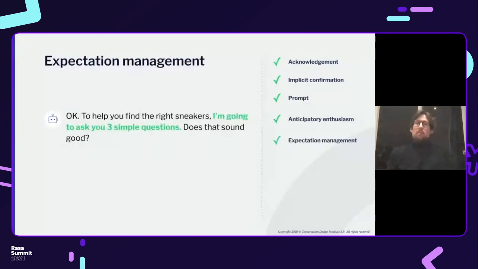Let's do some expectation management. Okay, to help you find the right sneakers, I'm going to ask you 3 simple questions. Does that sound good? All right, so now we're adding expectation management, and we're taking away a lot of stress. When somebody reaches out and we tell them exactly what's going to happen, it takes away stress and they will actually continue the conversation. It increases motivation.